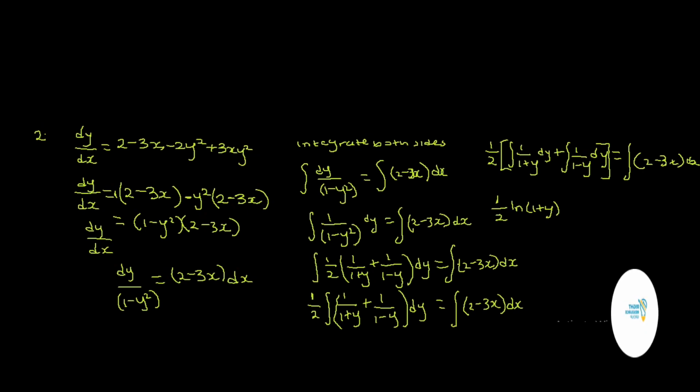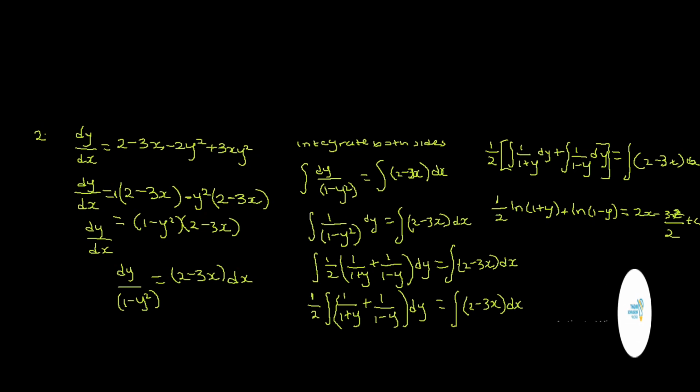Now because this is two different terms separated with the plus sign, we put our plus sign and we have 1 minus y equals, when we integrate this, you have it to be 2x minus 3x squared over 2 plus c. So please, this is 3x squared.